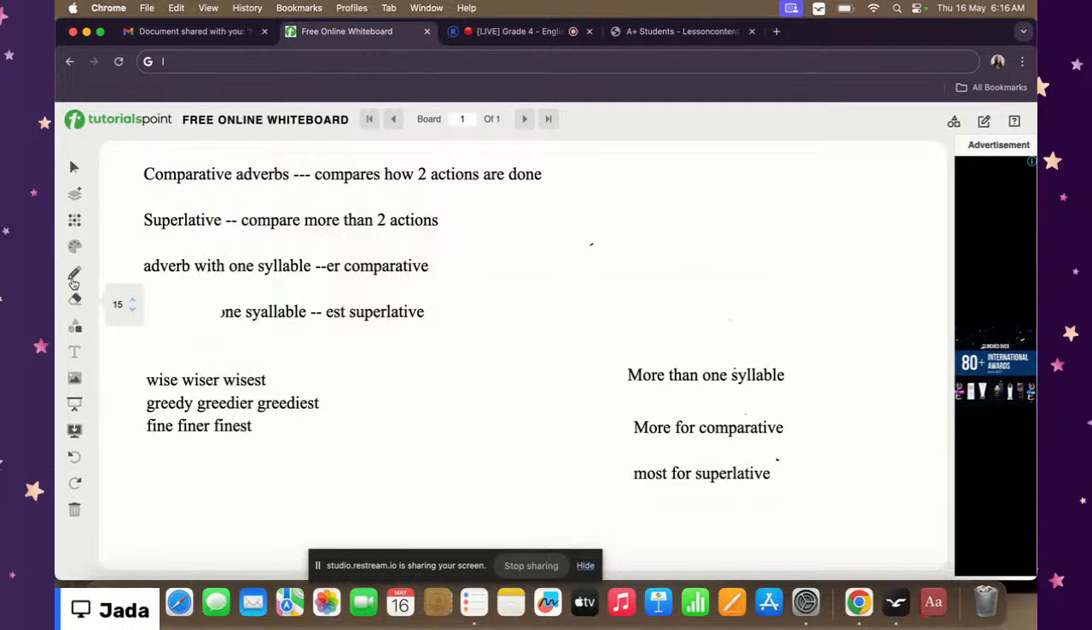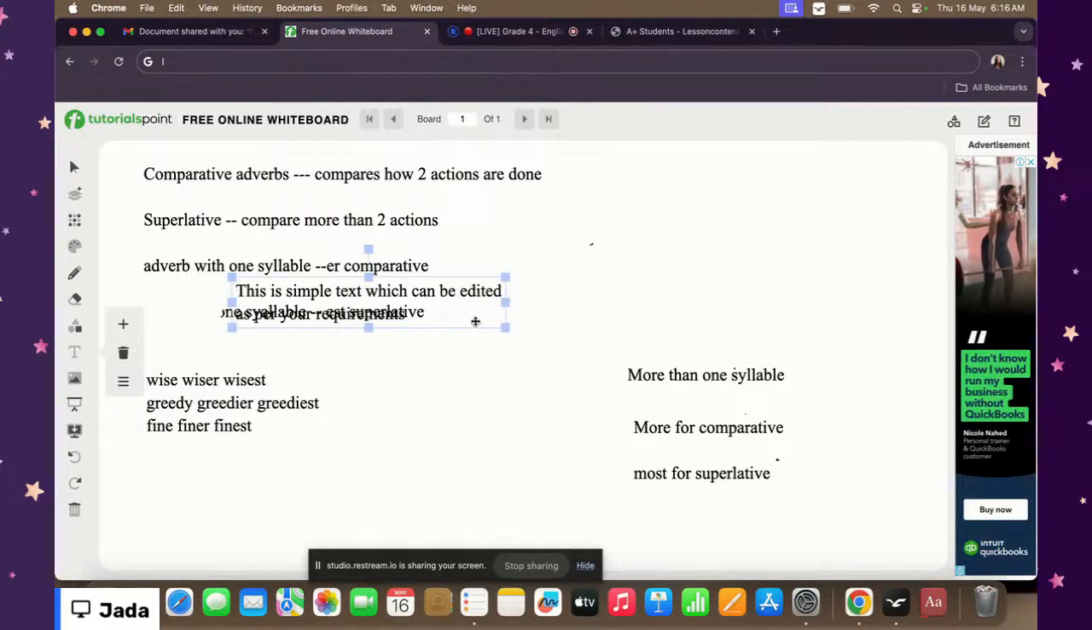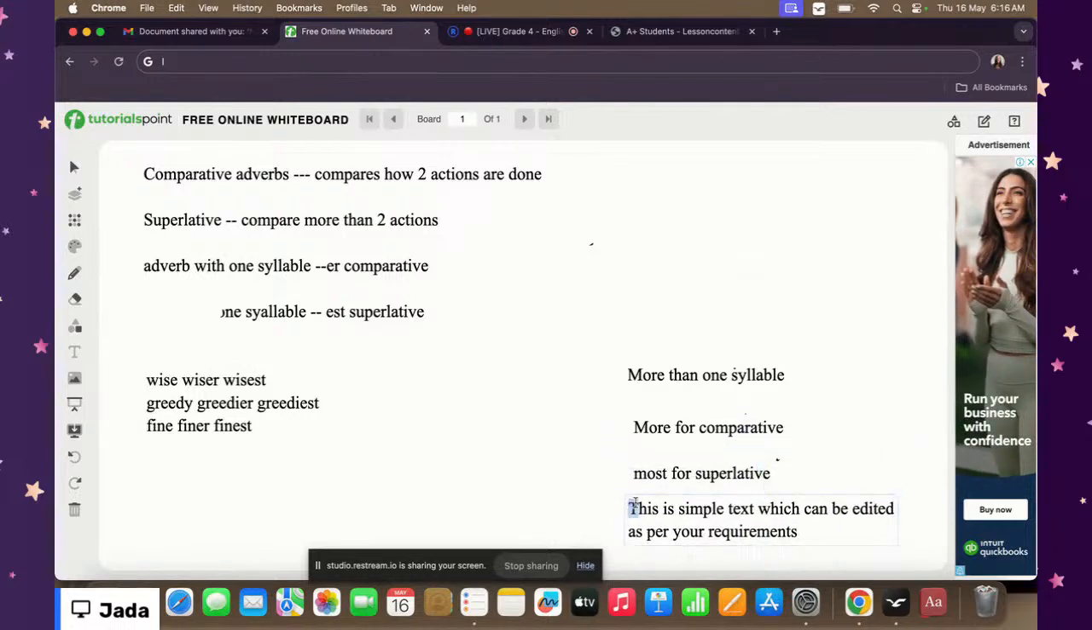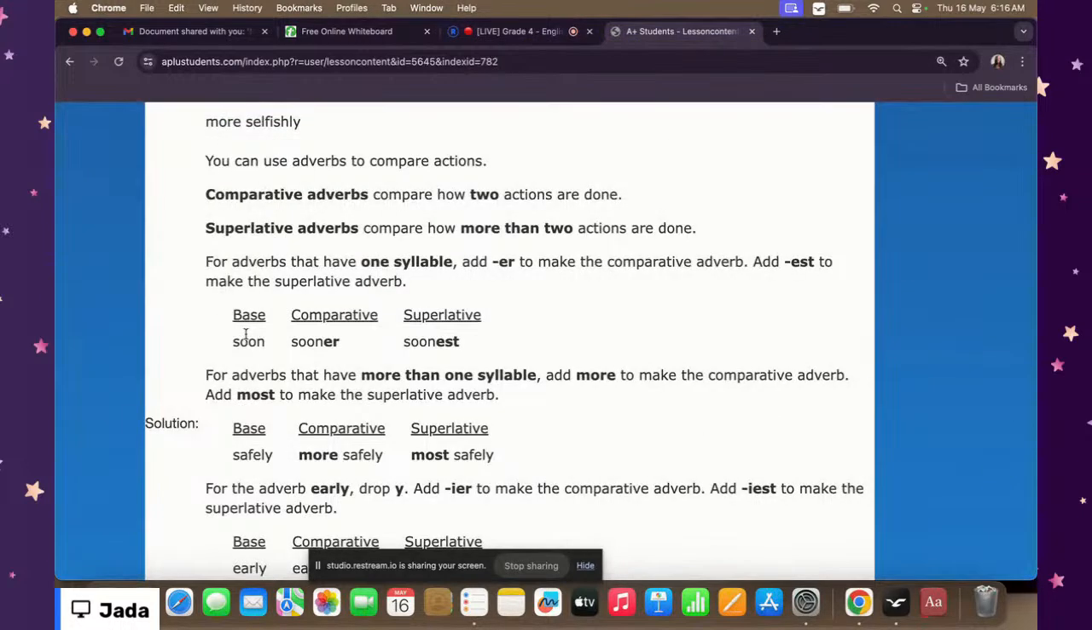So these are the syllables when you have one. Once you have one, these are all of the above. And then when you have more than one syllable, it goes more for the comparative and most for the superlative. So I'll give you some: cool, cooler, coolest. So all these are one syllable words, okay? Just take note that once it is one syllable, you have er for comparative and est for superlative.